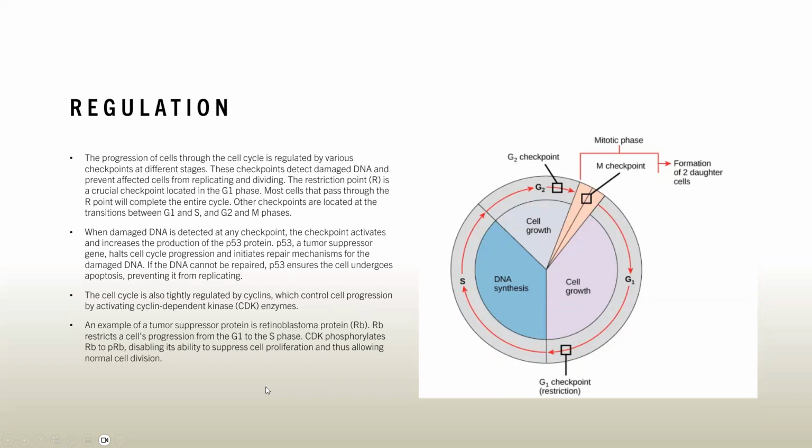When damaged DNA is detected at any checkpoint, the checkpoint activates and increases the production of the p53 protein. p53 is a tumor suppressor gene that halts the cell cycle progression and initiates repair mechanisms for the damaged DNA. If the DNA cannot be repaired, then p53 ensures that the cell undergoes apoptosis, preventing it from replicating. Here we can see the checkpoint. Another checkpoint, another checkpoint.